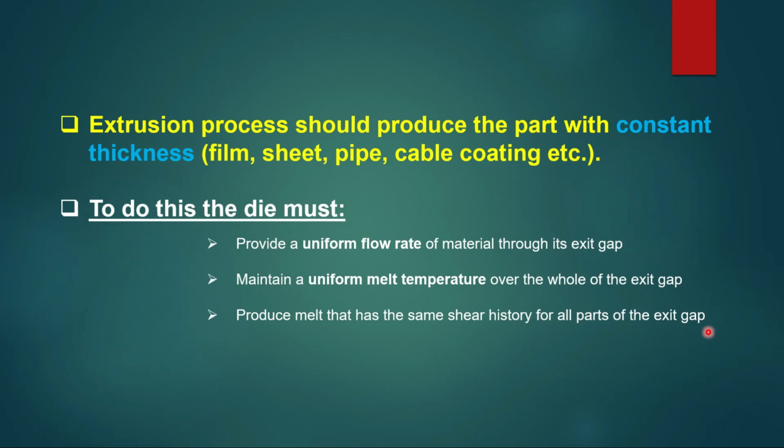So these are general guidelines for the continuous section or the final product. We need a constant thickness for the part, for example in sheets and pipes. For that we need to provide a uniform flow rate of material, maintain a uniform melt temperature, and produce a melt that has the same shear history for all the parts.